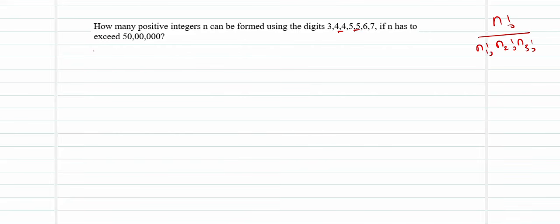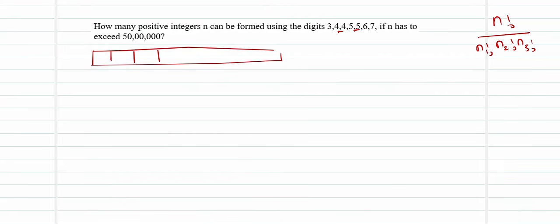Now, I need the number to be of how many digits? 1, 2, 3, 4, 5, 6, 7. 7 positions I am going to have. These 7 positions I am going to fill using how many elements? I have 7 digits, so with these 7 digits I am going to fill up the 7 spaces. The criterion is that it has to exceed, meaning more than, 50 lakh.